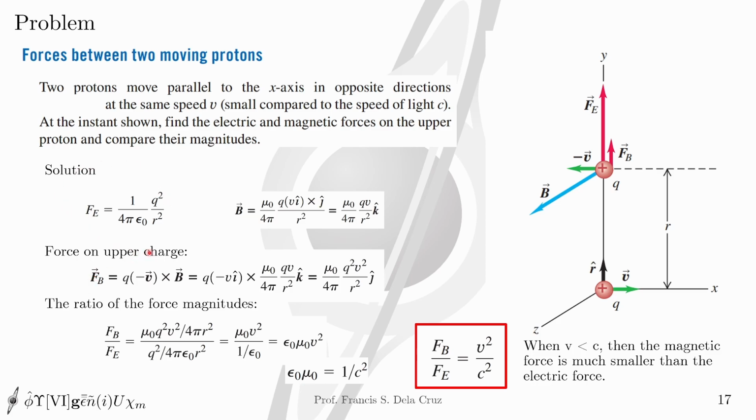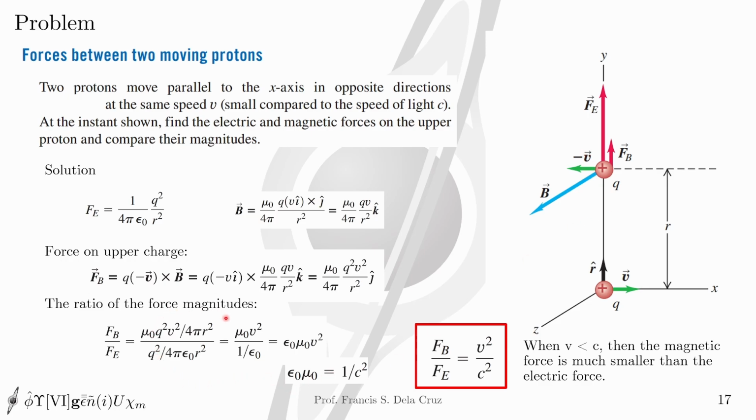We already have the magnitude of the electric field. For the magnetic force, that would be Q times negative V cross B. Then if you simplify the equation, you have Q squared V squared over R squared, and then negative i cross k will give you positive j hat. That's why you have a positive magnetic force. So somehow it repels this proton, not only electrically but also magnetically.